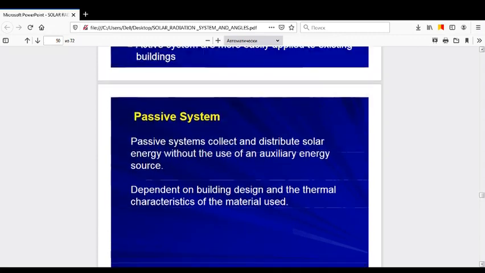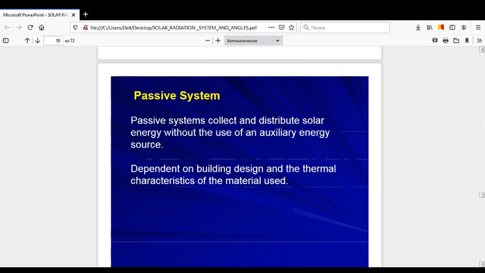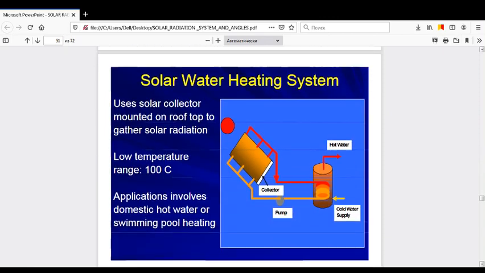Now, passive system. The passive system collects and distributes solar energy without the use of an auxiliary energy source, depending on building design and the thermal characteristics of the materials used.